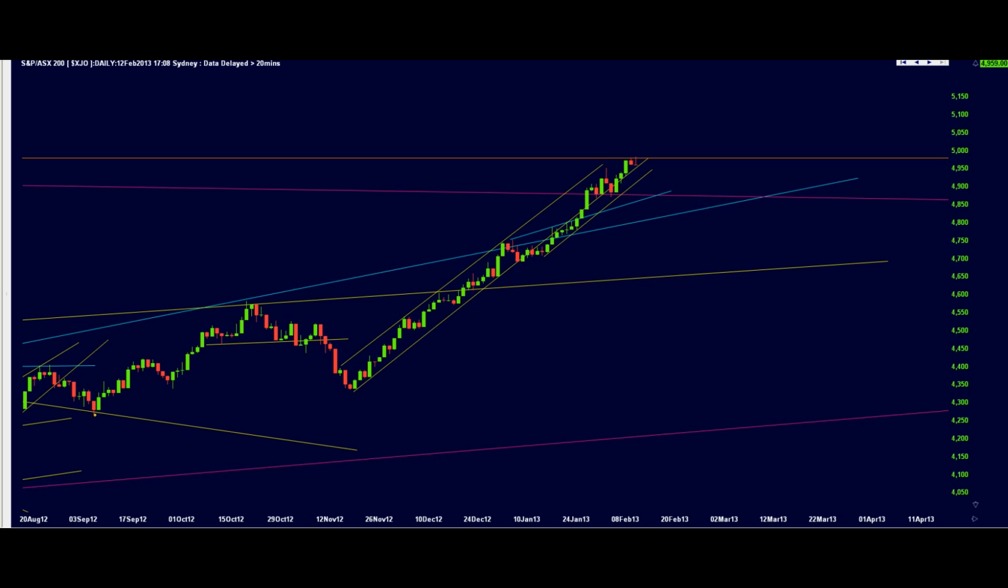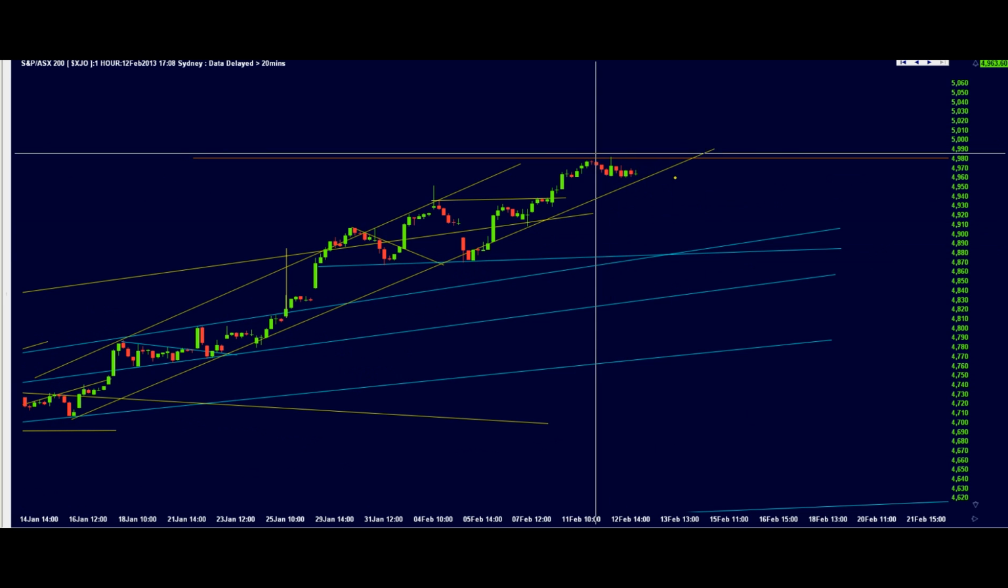Okay, looking on the daily chart here of the ASX 200, in yesterday's video we were discussing the potential tag up on this higher orange line that we've got drawn on the chart. In today's trade we came up to test this line exactly. If we take a look on the hourly chart, let's get a closer look.